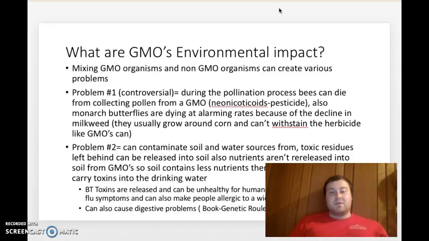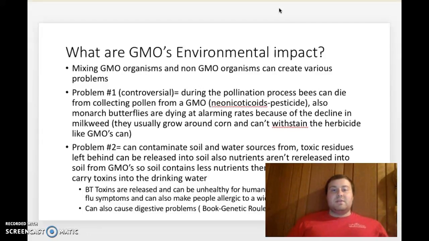The first side of the argument, though, is that they're bad. Mixing GMO organisms and non-GMO organisms can create various problems. Problem number one is during the pollination process, bees can die from collecting pollen from a GMO, and this also causes monarch butterflies to die at alarming rates because there's been a decline in milkweed. This is usually because they can't withstand the pesticide that soybean or corn or other GMOs bring to the table, so they die. And then the animals that rely on the milkweed for some shelter or food also die.